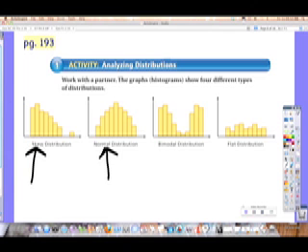Makes me sound like a robot, I feel like. I say bimodal. Some of you said bimodal. I'm not sure. Right here. What do you notice about this one? Why is this one called bimodal? Just look at it and what do you notice in the picture?